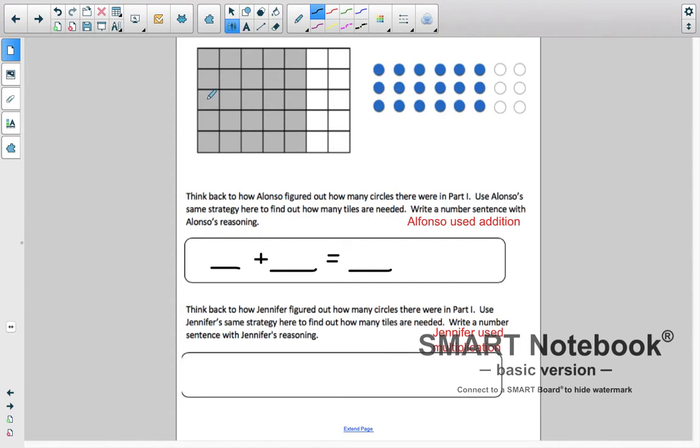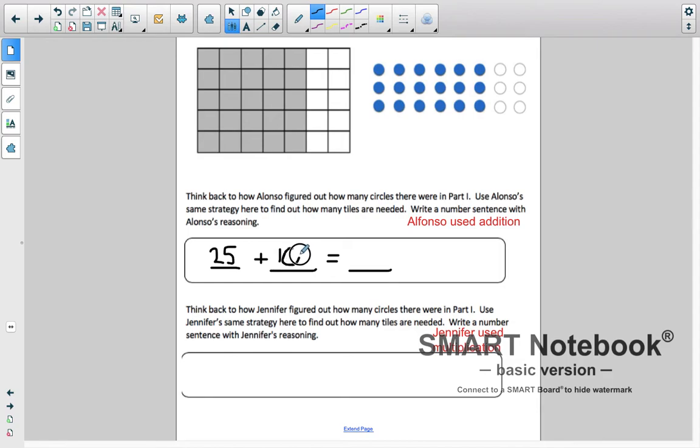So let's count the shaded first for our first part. 1, 2, 3, 4, 5, 6, 7, 8, 9, 10, 11, 12, 13, 14, 15, 16, 17, 18, 19, 20, 21, 22, 23, 24, 25. So there's 25 shaded squares. So that's our first part. Now let's do our second part, which is our unshaded. Count with me. 1, 2, 3, 4, 5, 6, 7, 8, 9, 10. I'm going to write that down for my second part.